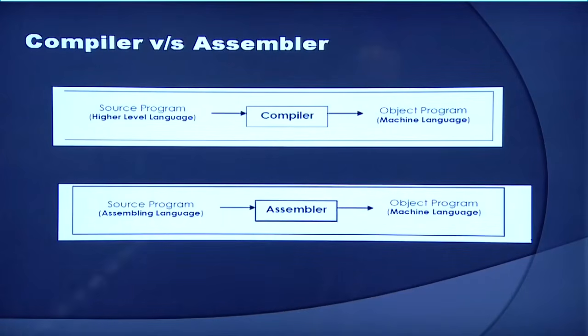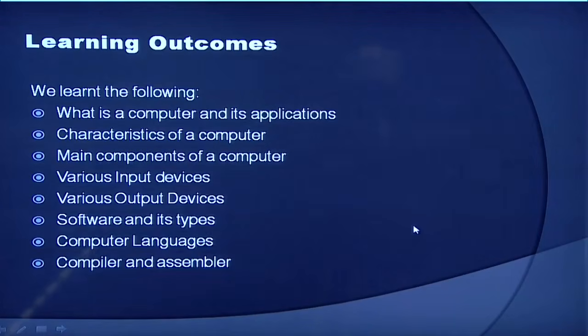So when we are talking about computer languages, and the computers understand machine level language, hence we require compilers and assemblers. So you can see over here, a compiler converts a source program in high level language to an object program, that is in machine language. We similarly have an assembler, wherein an assembly language program is converted to a machine language program.